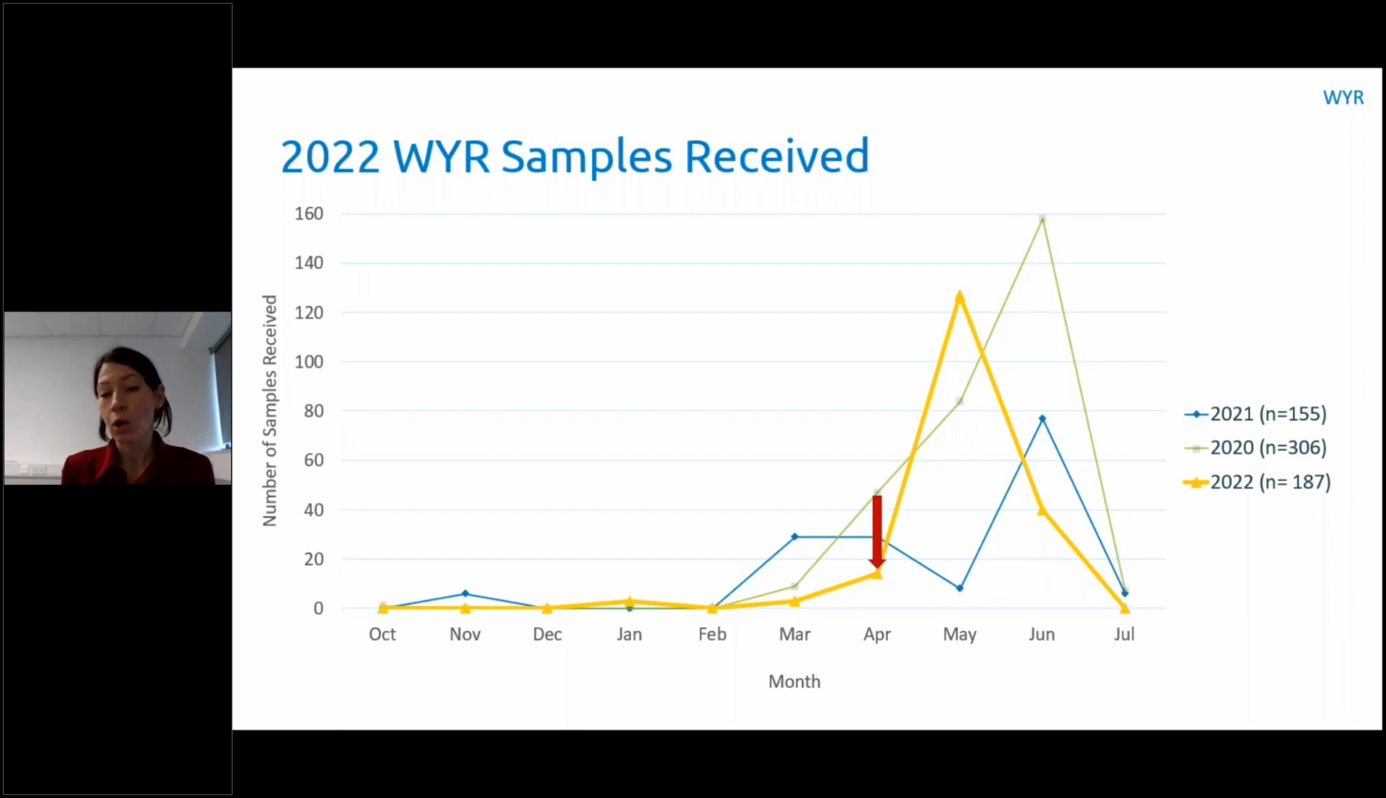So we did put a call out on social media, and that gave us a boost to our sample numbers. But you can see we also had this shift where May last year was my busiest month for samples, and we received over 120 samples in May. I didn't get as many samples in June as I would normally get, and we didn't get any in July, but we don't normally get many samples in July.